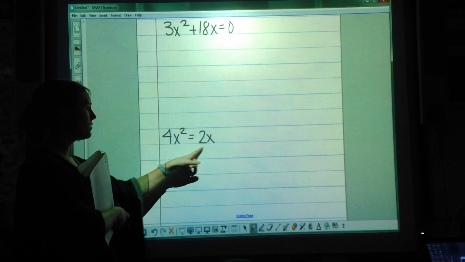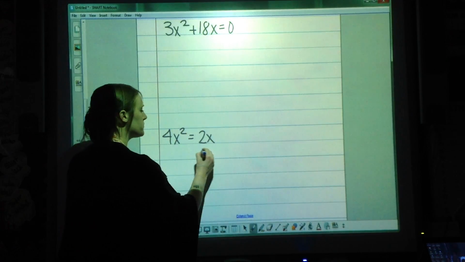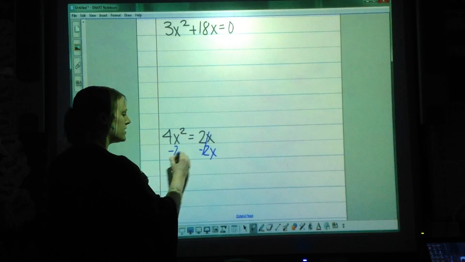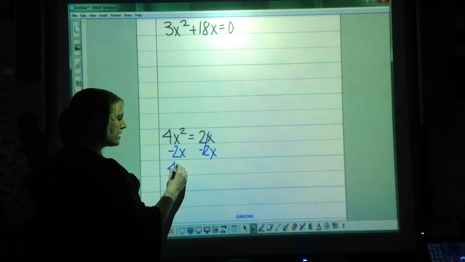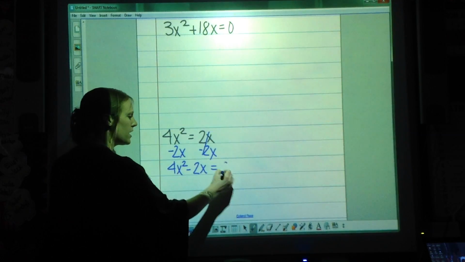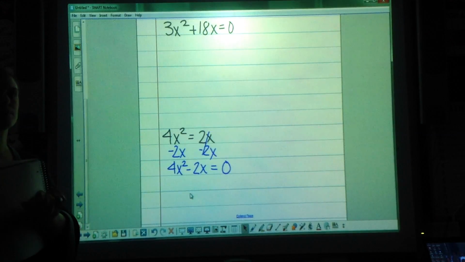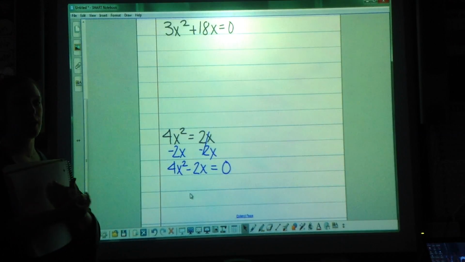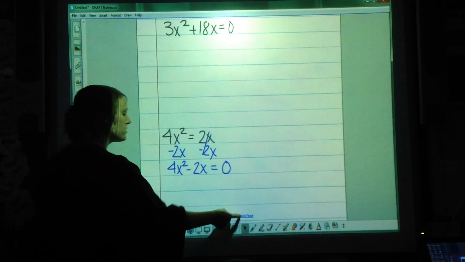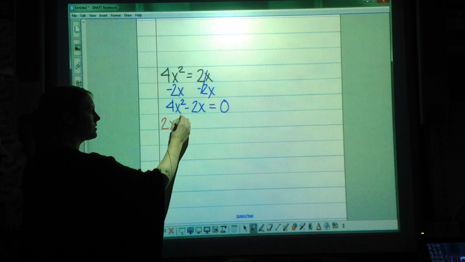So I'm going to bring this 2x over to the left side of the equal sign. Now, these are not like terms, so I can't combine them. I'm just rewriting this. On the right side of the equal sign, I have 0. You're going to notice, once I get all the terms on the same side, I can now factor. I can pull out a greatest common factor, and that greatest common factor is 2x.